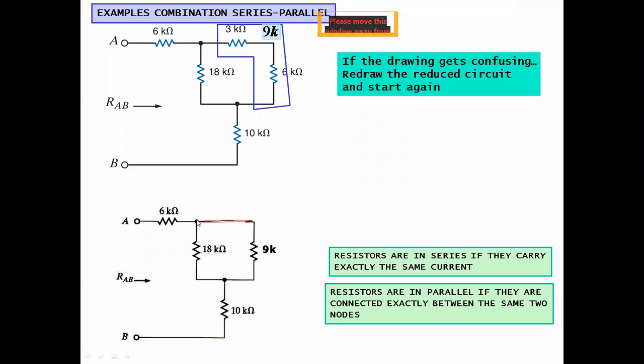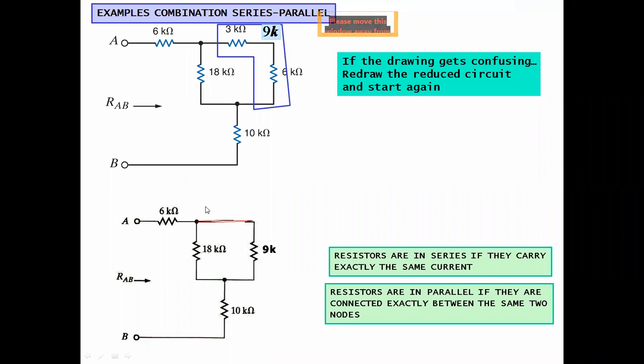Right, so here you can see this is a node, and again this is a node. So one of the terminals of the 18k ohm resistance and the 9k ohm resistance are connected to a common node. Also here you can see the other terminal of the 18 kilo ohm resistance and the other terminal of the 9 kilo ohm resistance are connected to a common node. So such a structure or arrangement is called a parallel combination.